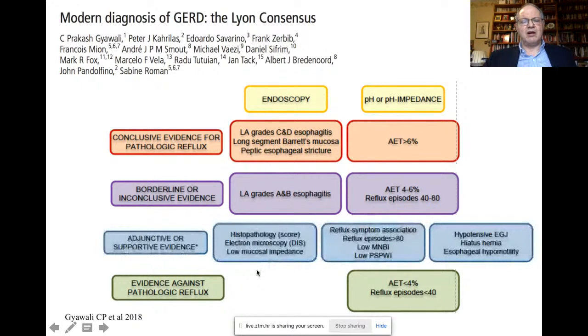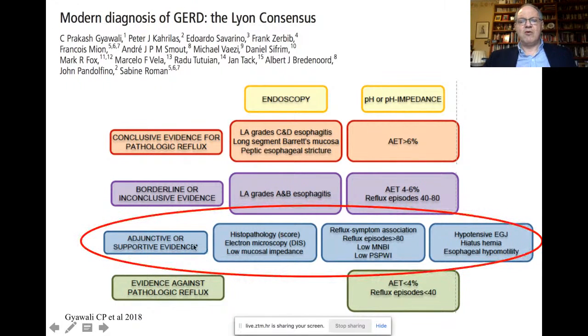So what we need are adjunctive or supportive evidence like electron microscopy, low mucosal impedance, the reflux symptom association analysis, the low baseline impedance, a low PSPW index, and some manometric features that are in favor of reflux disease. And with all this, we can move the balance from patients that we are not sure if it is reflux or not, and we can move it to reflux or non-reflux.